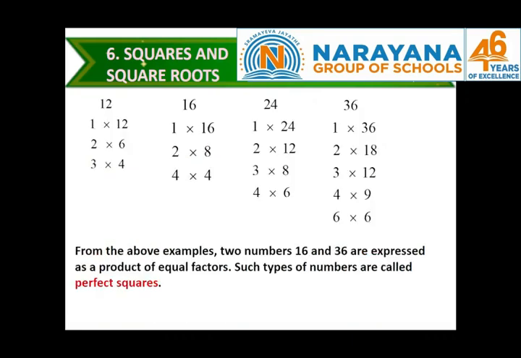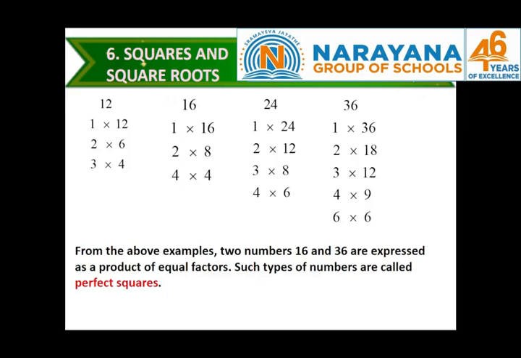Now, check 4 more examples of factors of 12, 16, 24 and 36. The factors of 12 are 1, 2, 3, 4, 6, 12. For 16, 1, 2, 4, 8, 16. For 24, 1, 2, 3, 4, 6, 8, 12, 24. For 36, 1, 2, 3, 4, 6, 9, 12, 18, and 36.